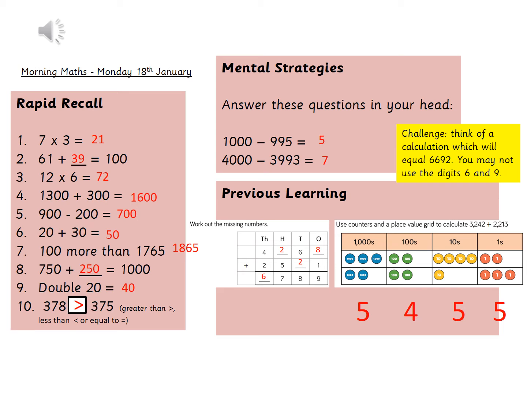Finally, you've been given some counters and a place value grid in order to perform the calculation. 3242 add 2213. Once again, we start with our ones column. 2 ones add 3 ones is 5, 5 ones. 4 tens add 1 ten is 5 tens. 2 hundreds add 2 hundreds is 4 hundreds. 3 thousands add 2 thousands is 5 thousands. So our answer to this question is 5,455.